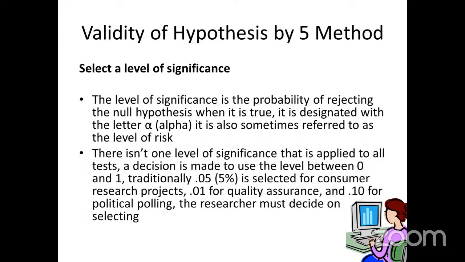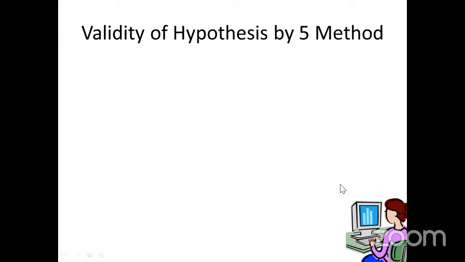There isn't one level of significance that is applied to all tests. A decision is made to use a level between 0 and 1, traditionally 0.05 or 5%, just like what we applied before. 0.05 or 5% is selected for a consumer research project, 0.01 for quality assurance, and 0.10 for political polling. The researcher must decide on selecting.